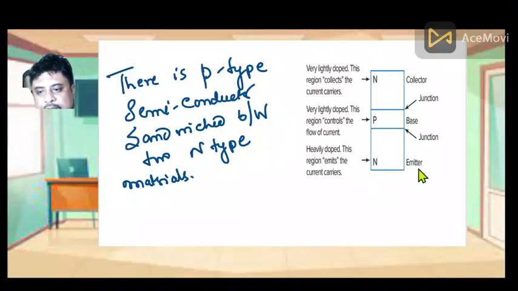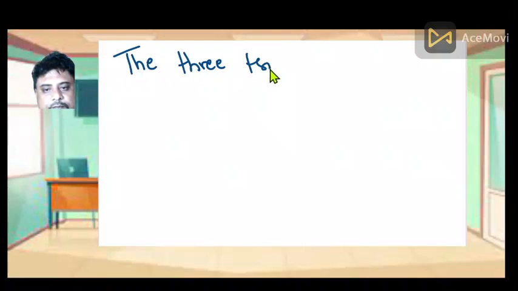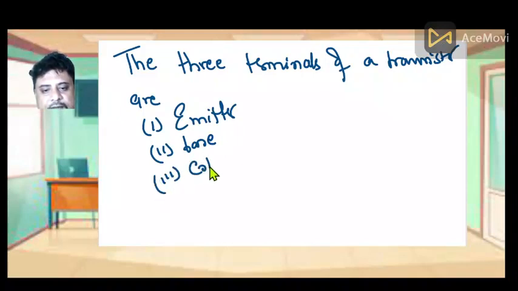In the diagram you can see three terms used: emitter, base and collector. This is one junction, this is the second junction: the emitter-base junction and the collector-base junction. The three terminals of a transistor are emitter, base and collector.